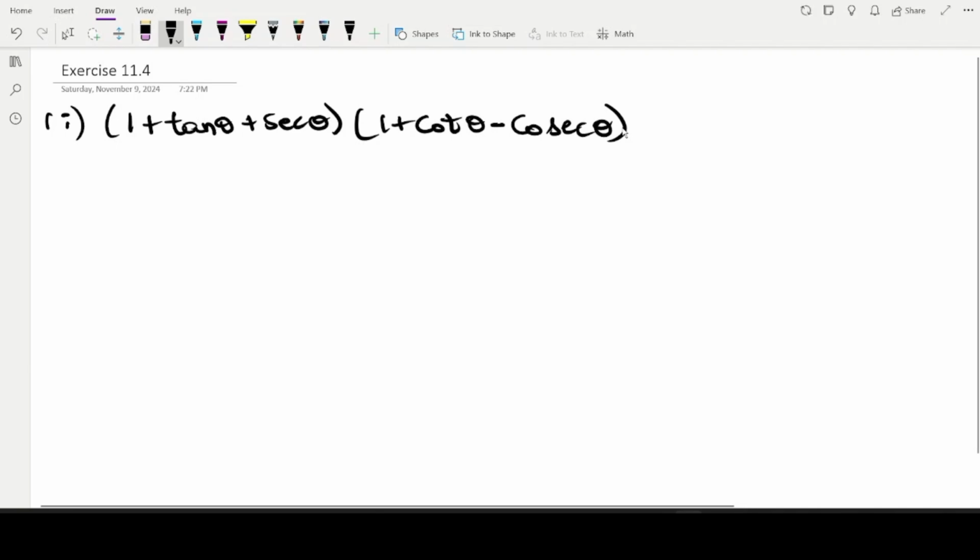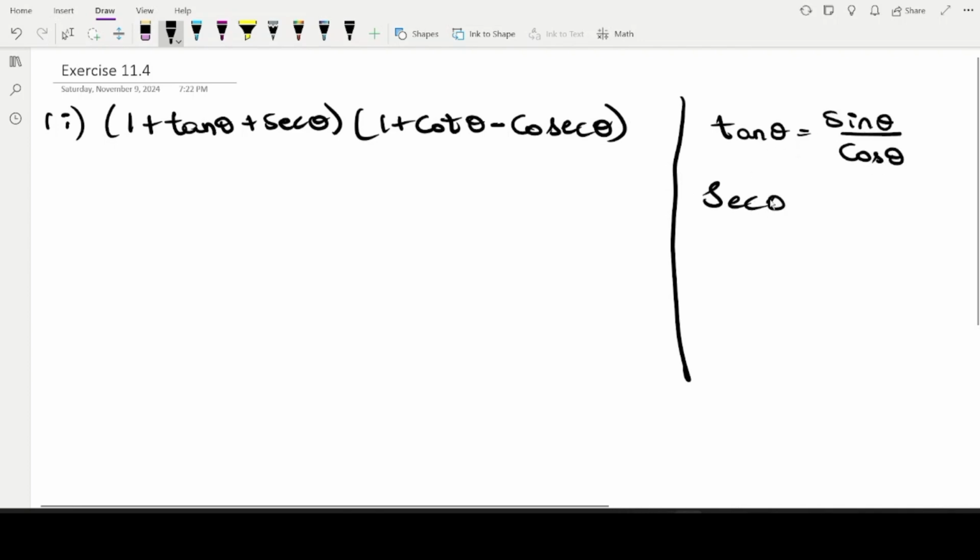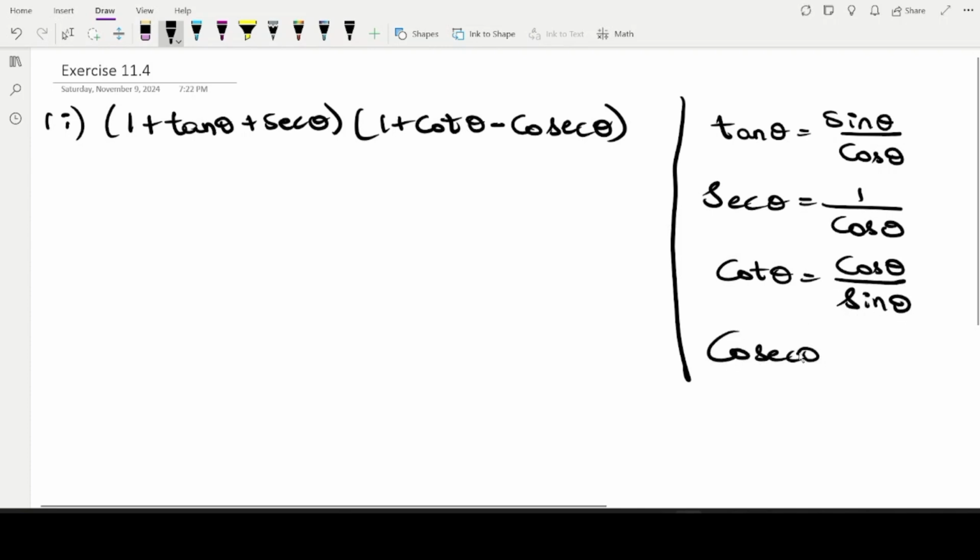Let us solve the problem. So we know that tan theta equals sin theta by cos theta, secant theta equals 1 by cos theta, cot theta equals cos theta by sin theta, and cosecant theta equals 1 by sin theta. So here are the tan theta values which we can change into sin and cos. So let us substitute them.